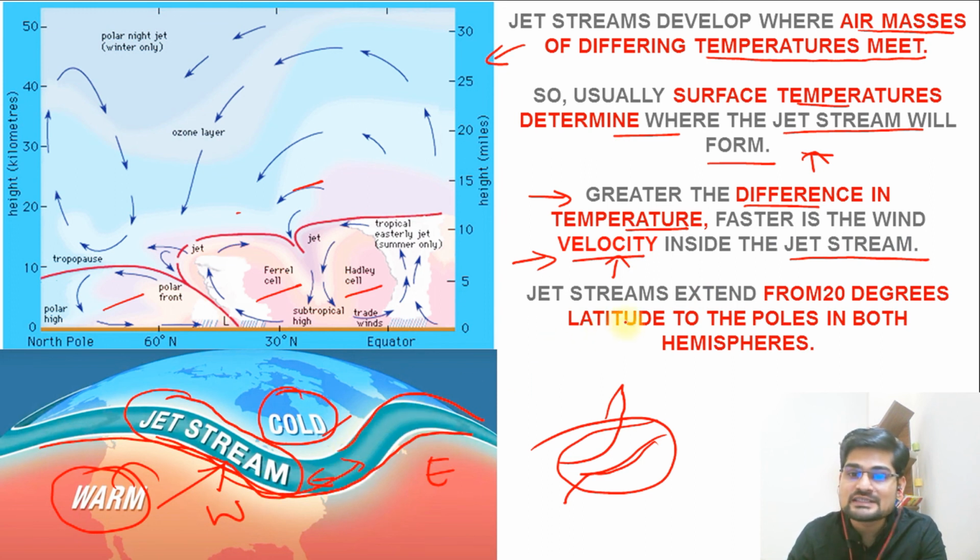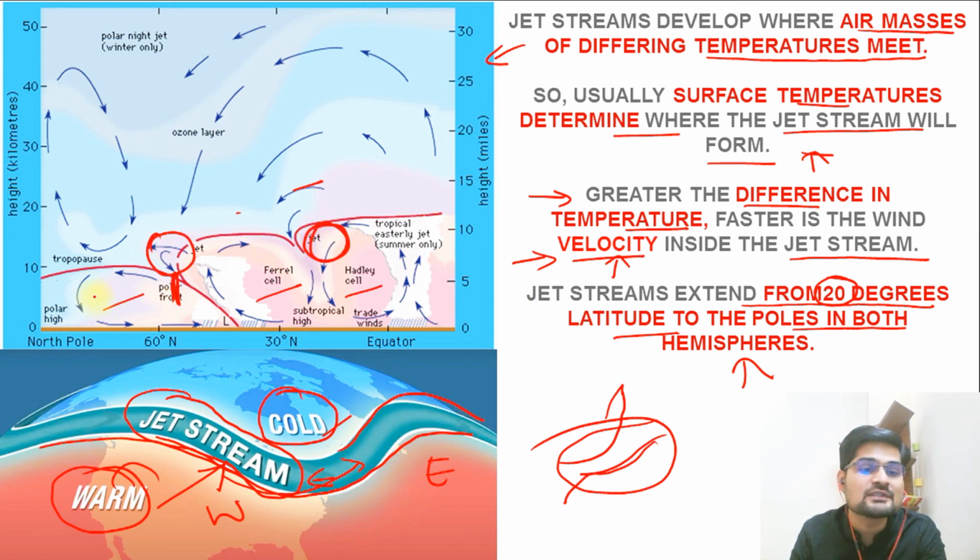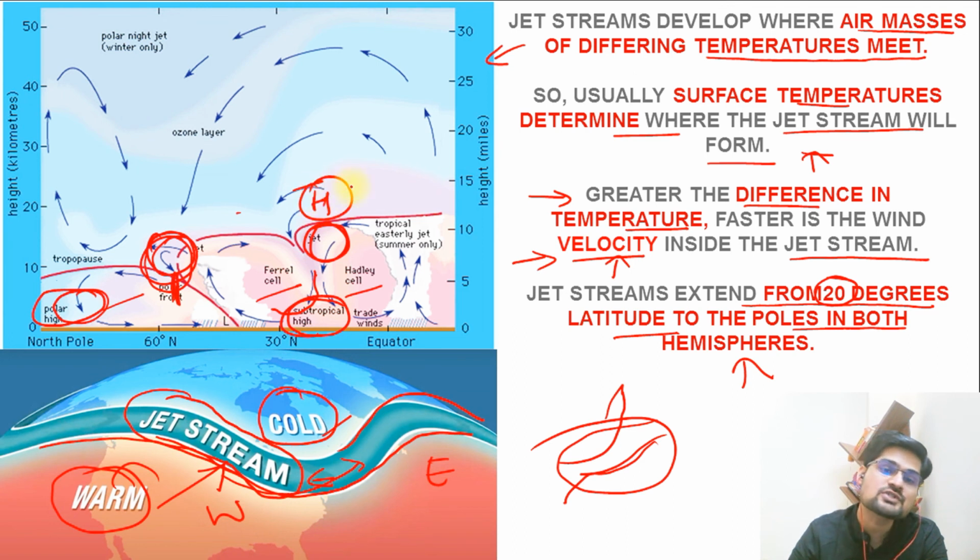So that is important. So jet streams extend from 20 degrees latitude to the poles in both hemispheres. Roughly what you see is the subtropical region and the polar front region. Polar front basically means where this polar high pressure belt and the winds from the subtropical high pressure belt meet at this particular low pressure. So one is at the high pressure, one is at the low pressure. This is largely a high pressure region where the winds meet, that is near the subtropical high. So this is the subtropical jet stream, and this is the polar front jet stream.